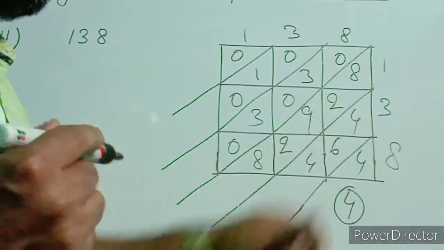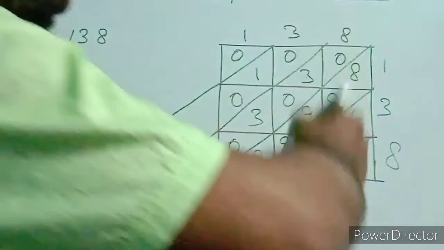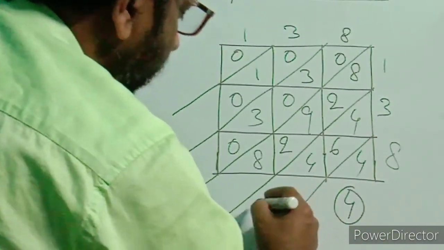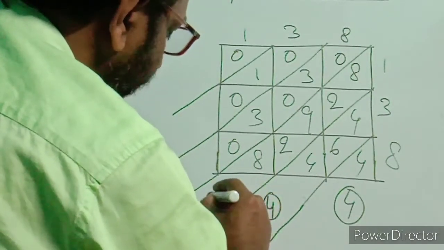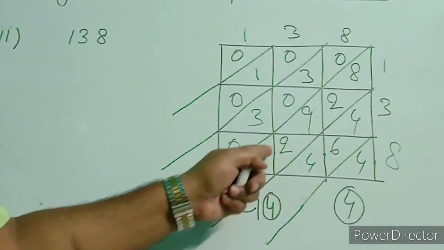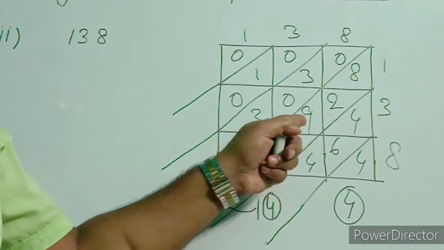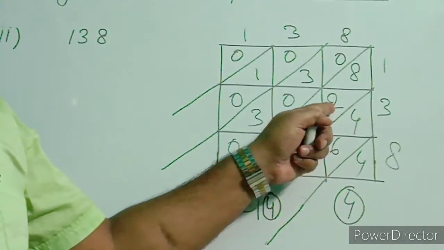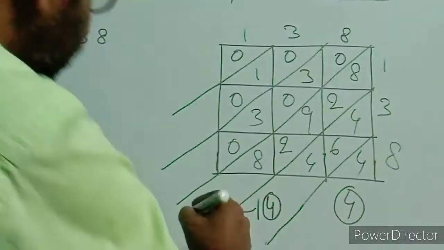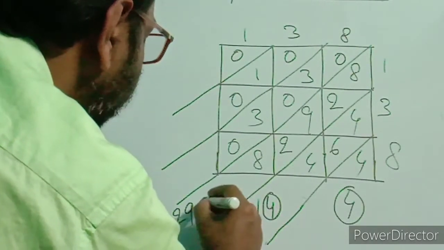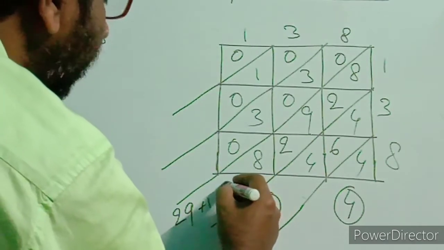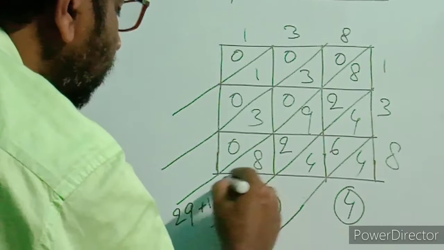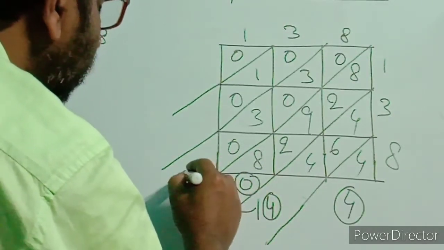Now we added these 3 numbers. 4 plus 6 plus 4 equal to 14. Circle this unit place and 1 will be transferred here. Now add it. 8 plus 2, 10. 10 plus 9, 19. 19 plus 2, 21. 21 plus 8, 29. Add 29 to 1 and we are getting 30. Circle this unit digit and 3 will be transferred here.